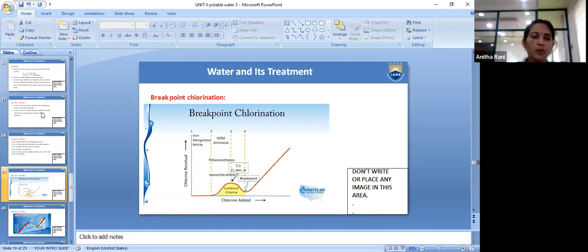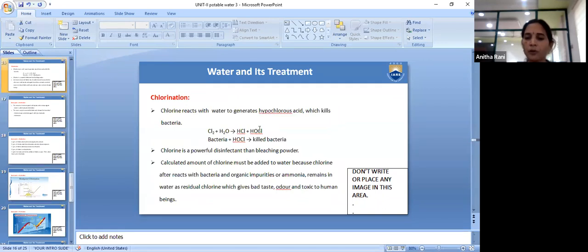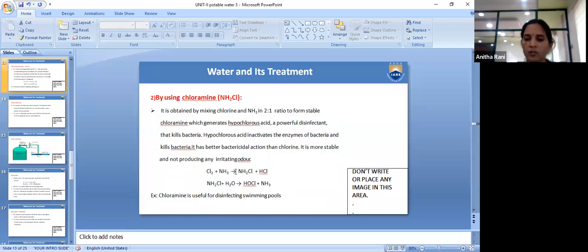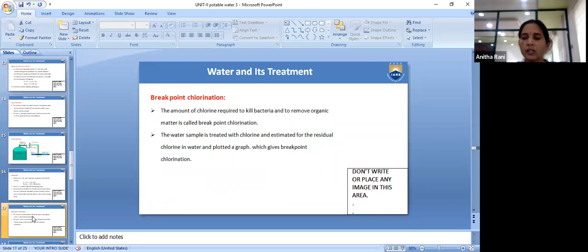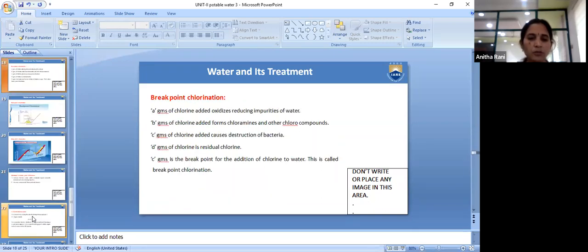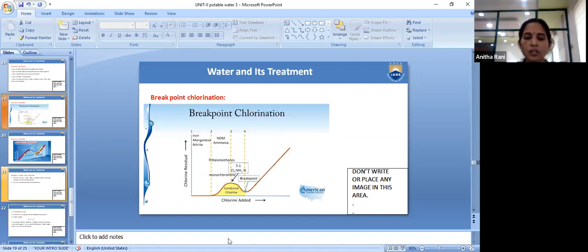So in presence of water, what happens? We get hypochlorous acid. This hypochlorous acid inactivates the enzymes of bacteria and kills the bacteria present in water. So here, C grams of chlorine is breakpoint chlorination. After forming chloramines, we get hypochlorous acid, and that hypochlorous acid will destroy the bacteria.